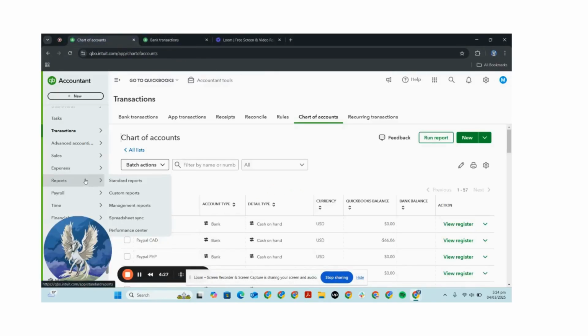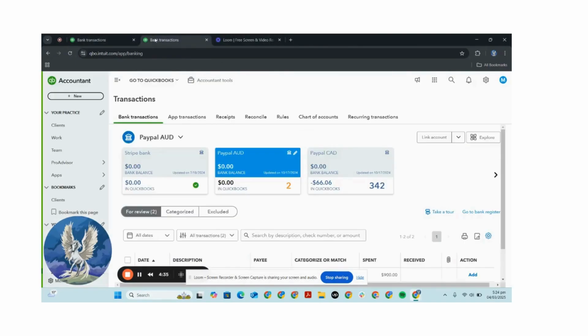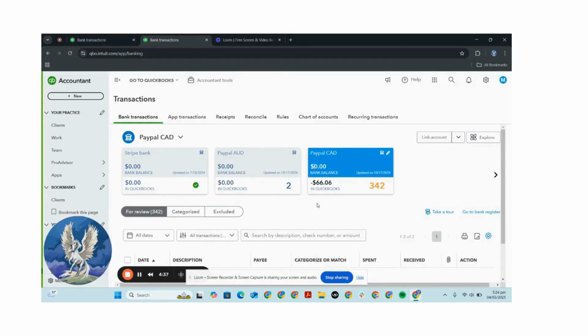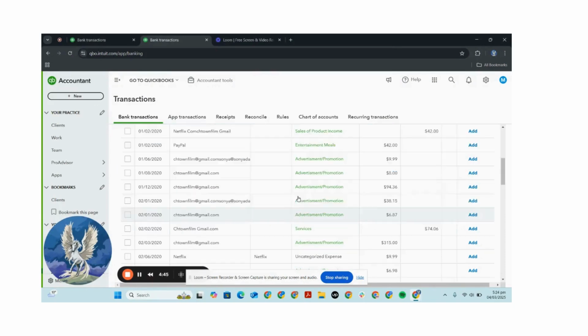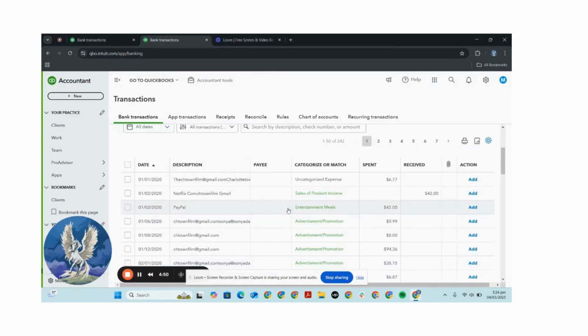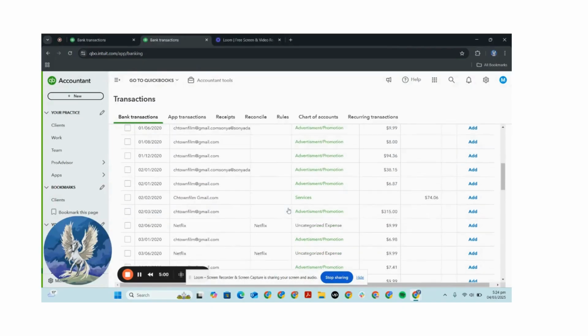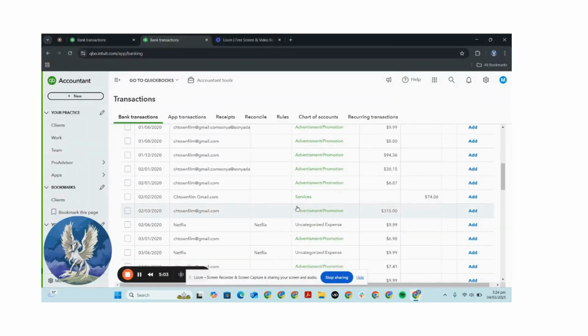So in the banking transactions, this was my bank. Here are all the new transactions that are going to be over here. It can tell that you received some money or you paid out some money, and all you have to do as a user is put the transactions in the right account, based on what the transaction was for.